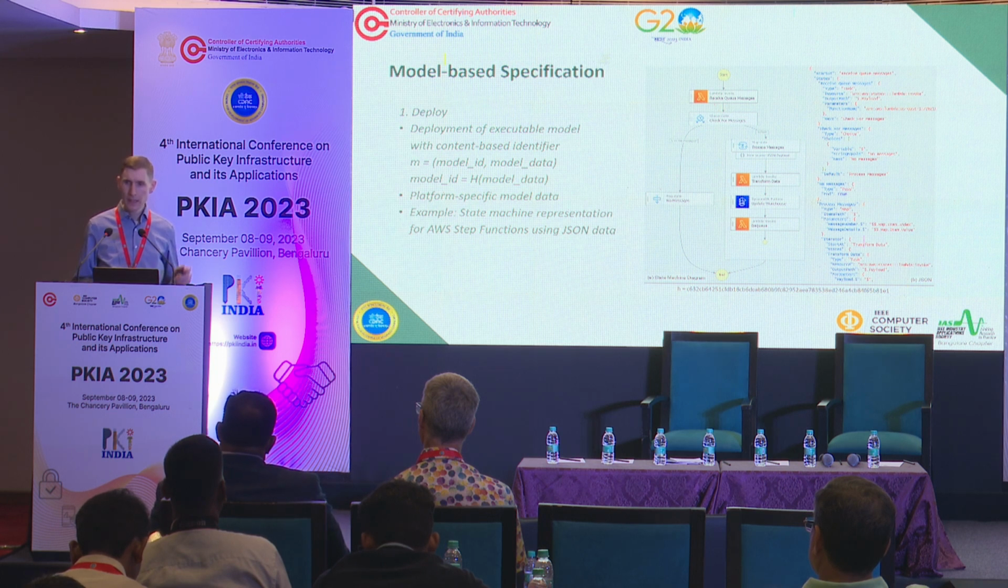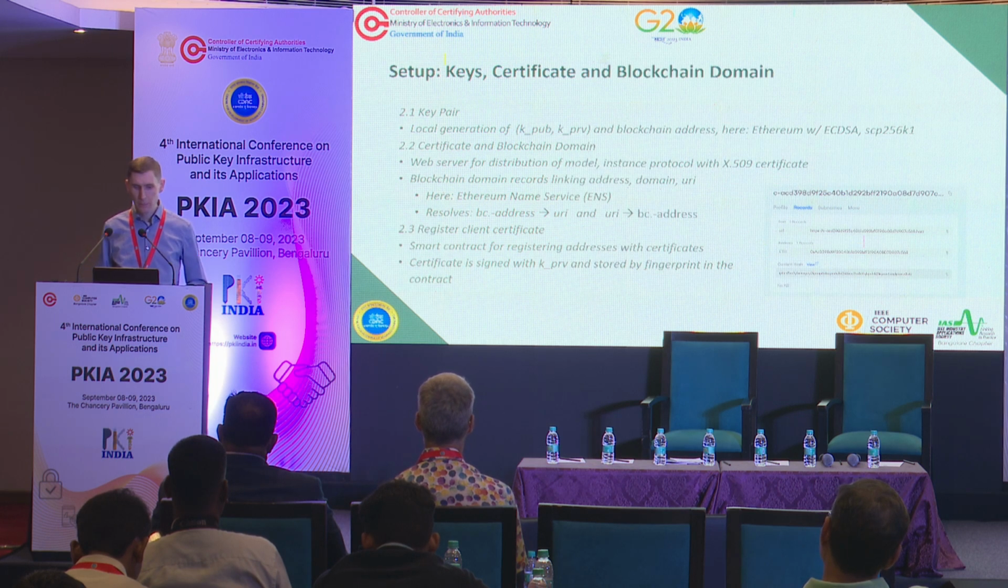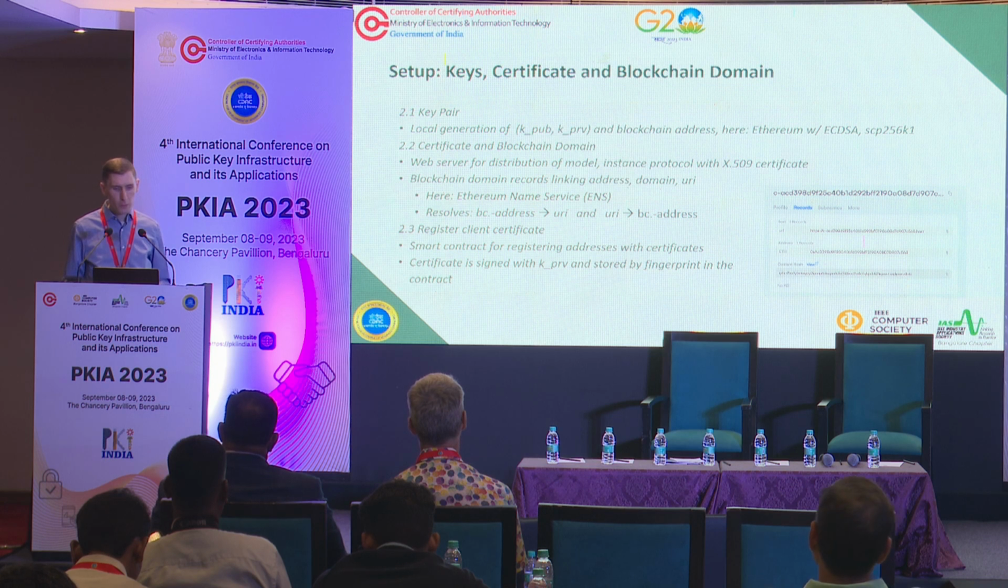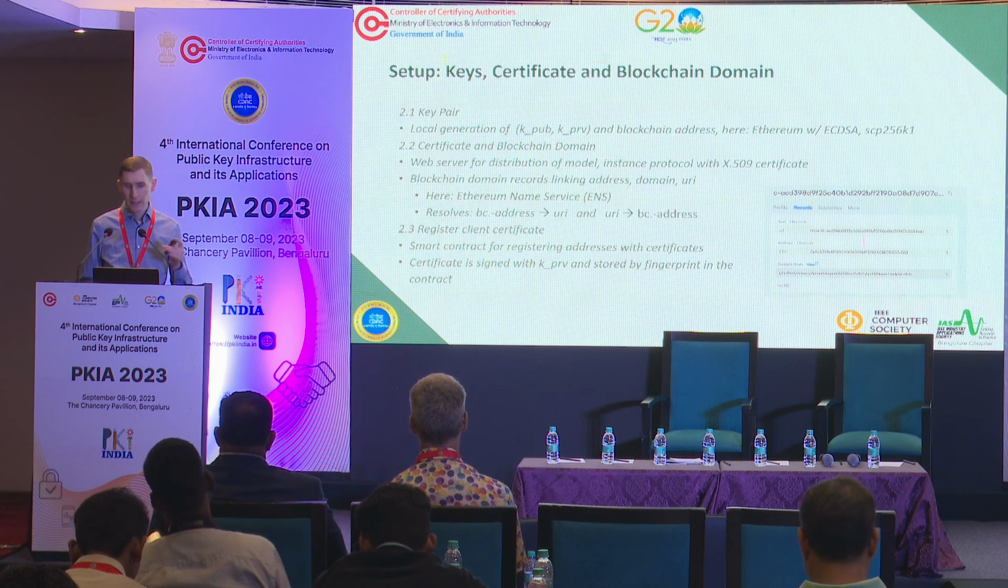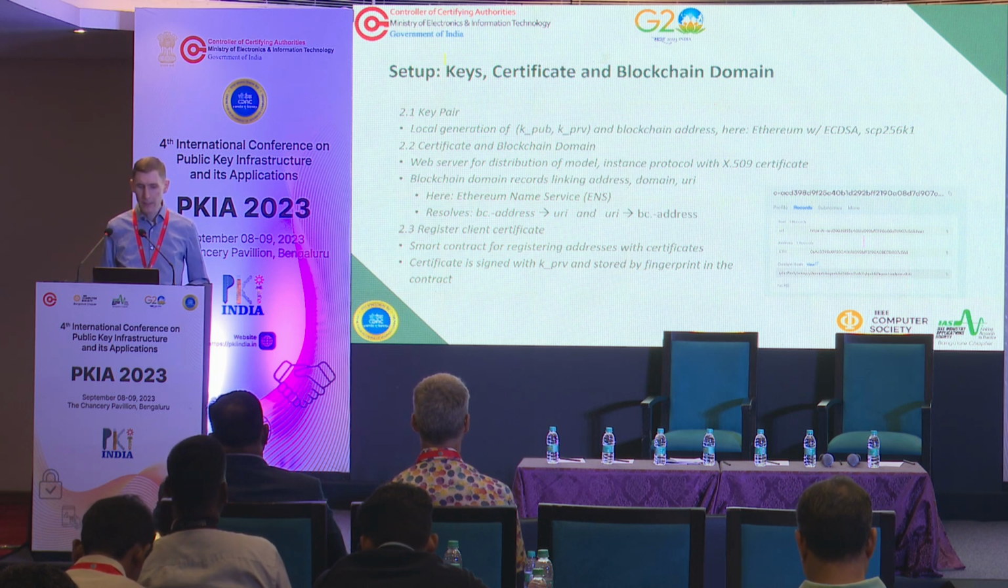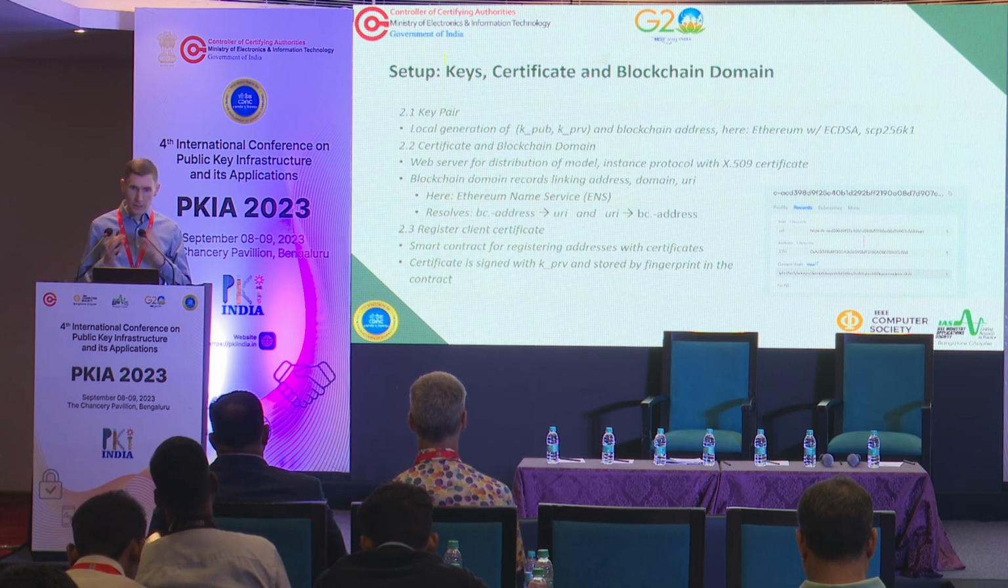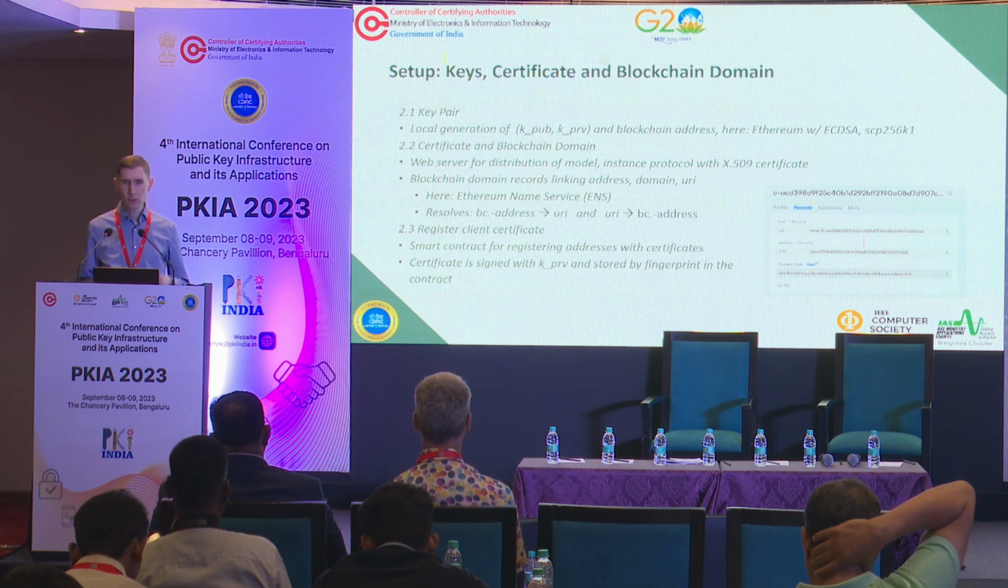Now we can use this model and start the instantiation. The question is, how do we secure the executable states of the execution here on the blockchain? So we move on to the setup we need for that. First of all, we assume that we create a key pair, that is public-private keys. If we use Ethereum, then we use their key generation with ECDSA. And then certificate and blockchain domain. We want to couple the web world, so to say, with the blockchain world. So we will create a certificate and domain.